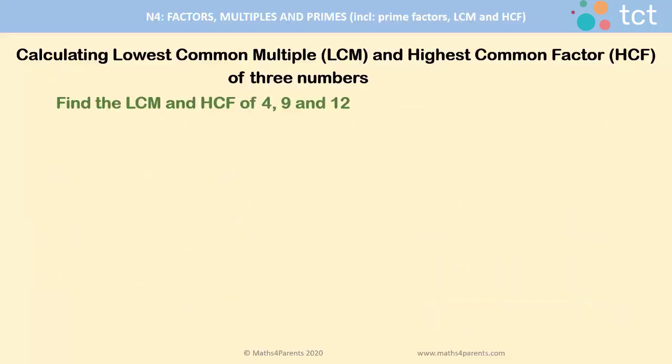Here's one more. It might look as if it's going to be an easier one than the first one, but there's a reason I left this one until after. Find the lowest common multiple and highest common factor of 4, 9 and 12.